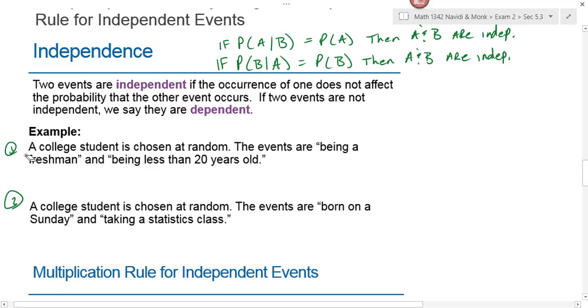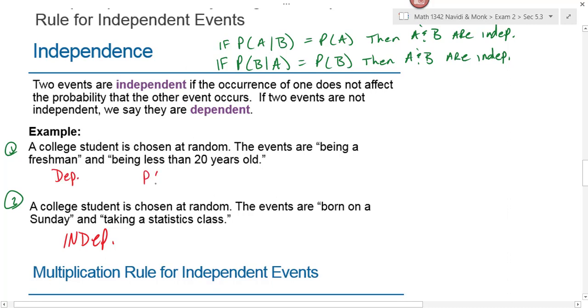Out of these two scenarios, one of them is independent and one of them is dependent. Which one do you think is independent, one or two? The day of the week that you're born has no bearing on what classes you take. However, most freshmen come to college right out of high school. You're usually anywhere from 17 to 19 when you graduate high school. So you would be less than 20 if you knew that you were a freshman. Yeah, if that given condition changes the probability of the first thing, then it's dependent.